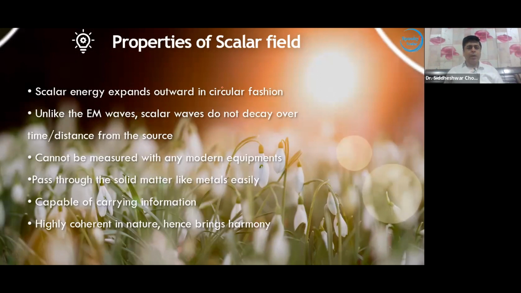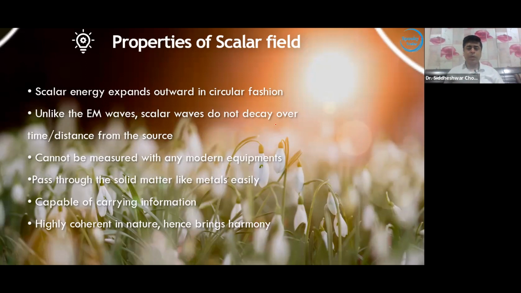Okay. Now, what are the properties of a scalar field? The first one is that scalar energy expands outward in a circular fashion, or I should say in 3D, it is like an ellipse. We'll discuss this when I explain the setup of the scalar field, so nothing to worry about there.